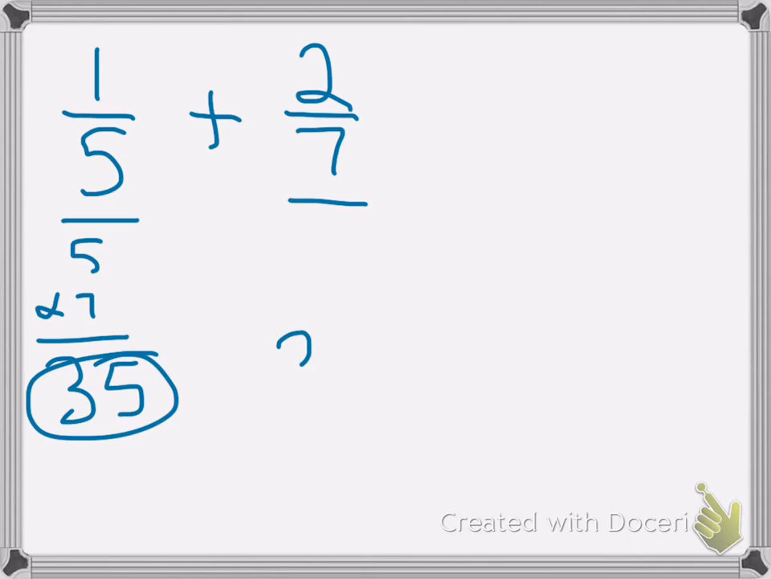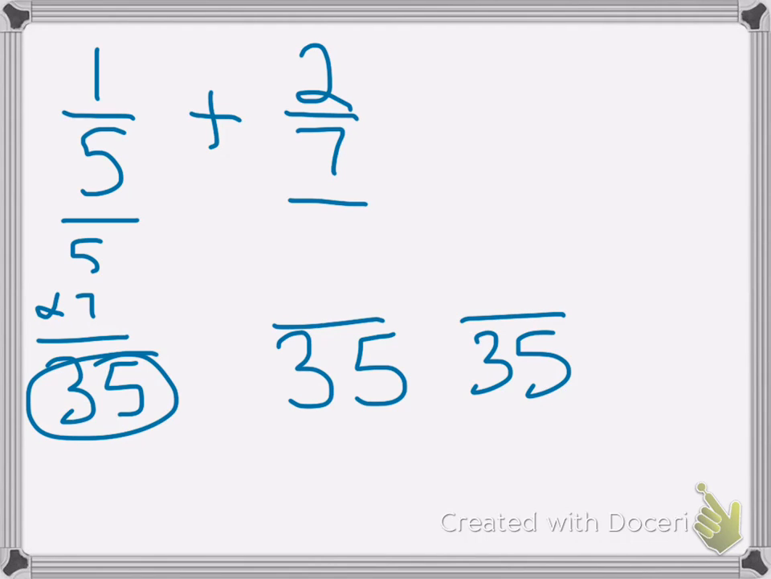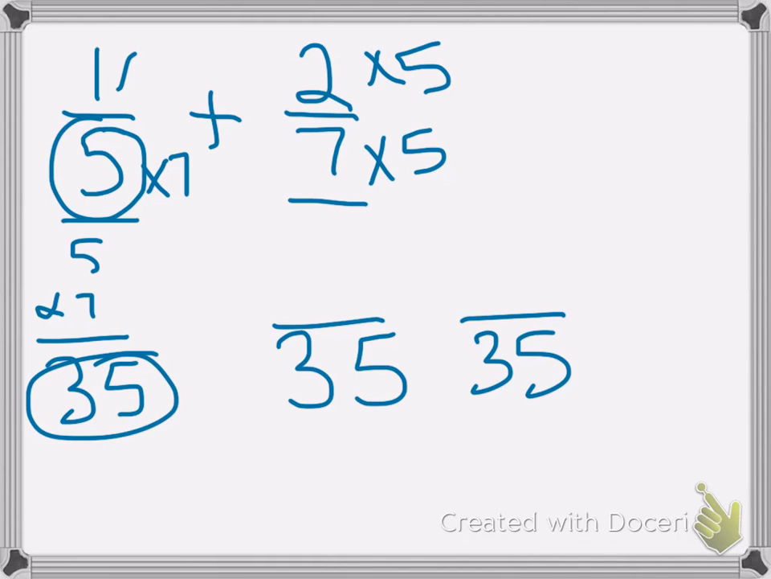So I'm going to rewrite the question, 35 and 35. If I did it to the bottom, I have to do it to the top. How did I get to 35 from 5? Well, I multiplied by 7. On this side, I multiplied by 5 to get to 35. So if I do it on the bottom, I have to do it on the top. So I multiply by 7 on this side, and 5 on this side. On this one, we've got 7. On this one, we've got 10.